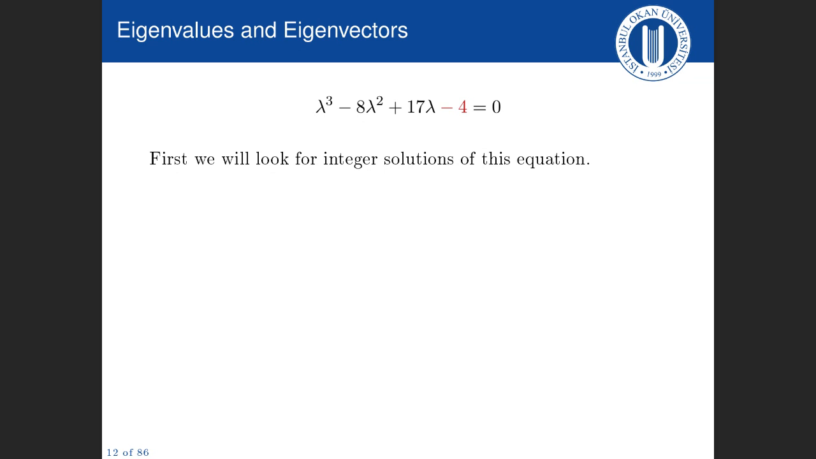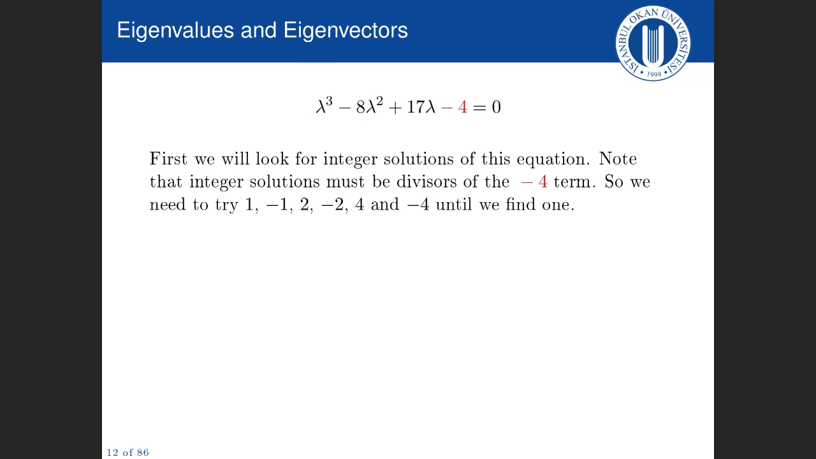If lambda solves this equation, and if lambda is an integer, then lambda must divide this minus 4 term. Which numbers divide the minus 4 term? 1, minus 1, 2, minus 2, 4, and minus 4. That's the only integers which divide minus 4. So what we're going to do is try these 6 numbers until we find one which works.